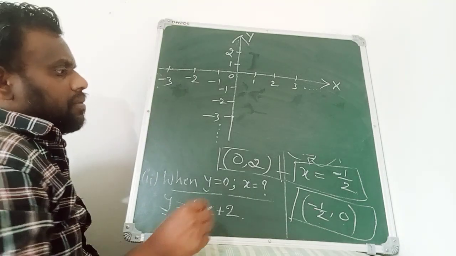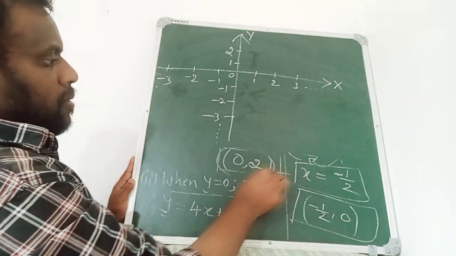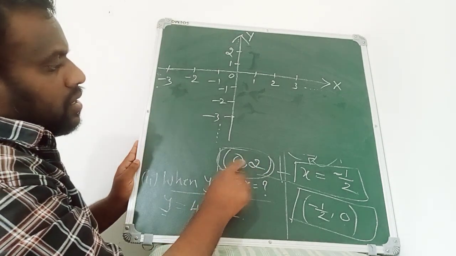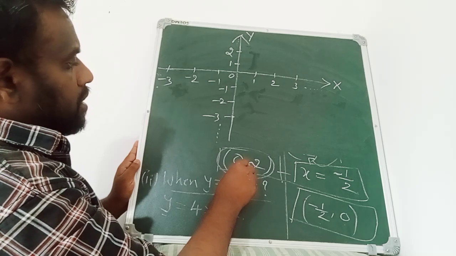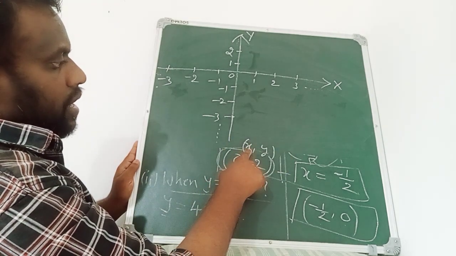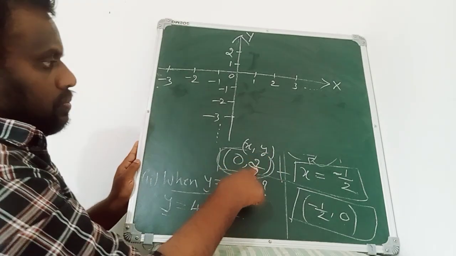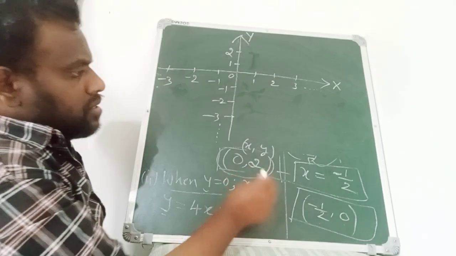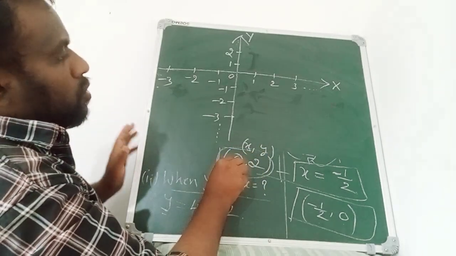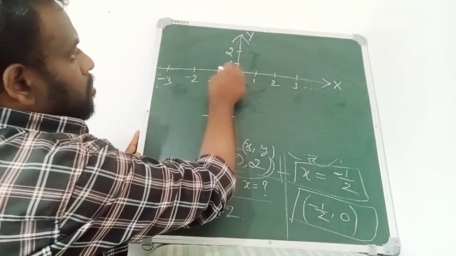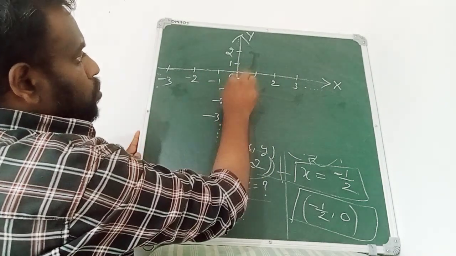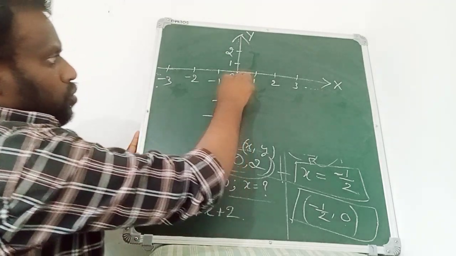Now consider any point. I will take this point first, 0, 2. Okay. This means what? So this point is in the form of x, y. So x is equal to 0, y is equal to 2. First you have to consider the x value. What is the x value? 0. Okay, x is equal to 0, where does it come? X is equal to 0 means on this x axis 0. Here we have 0, right? So you consider this 0.